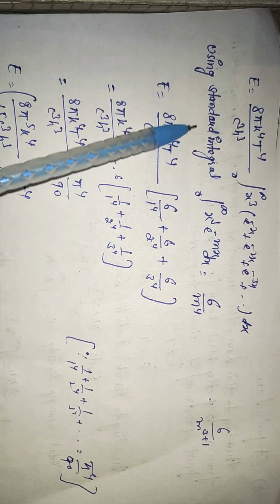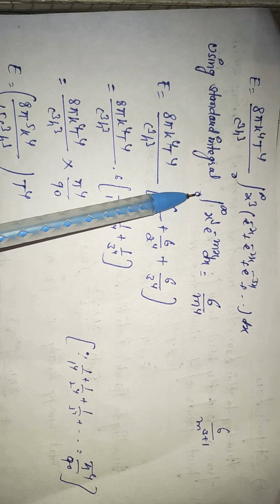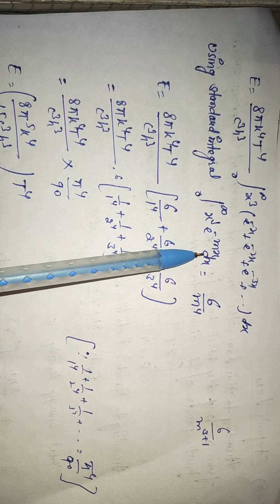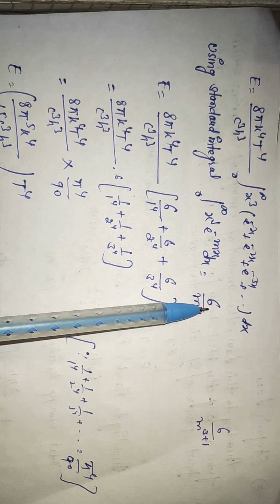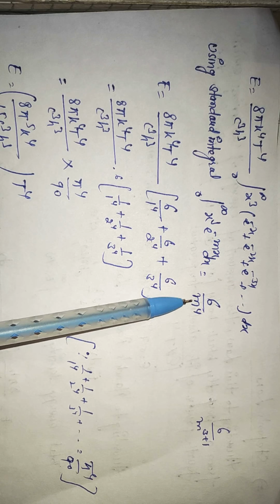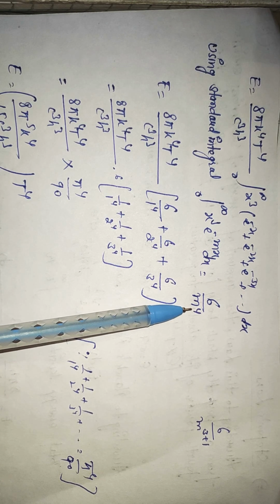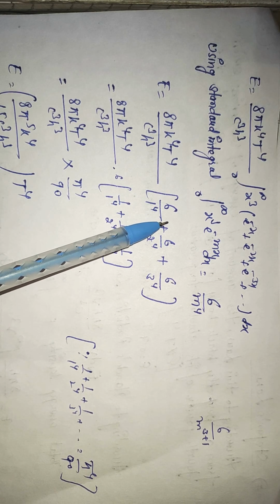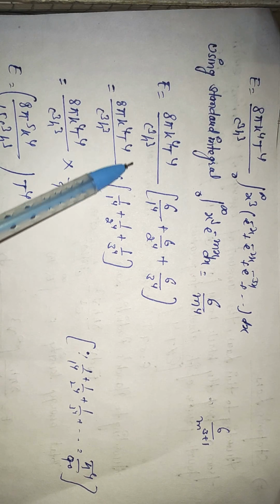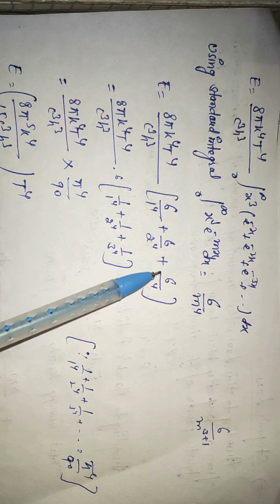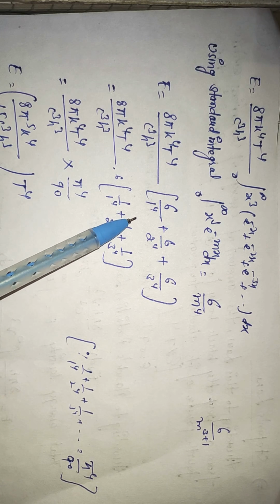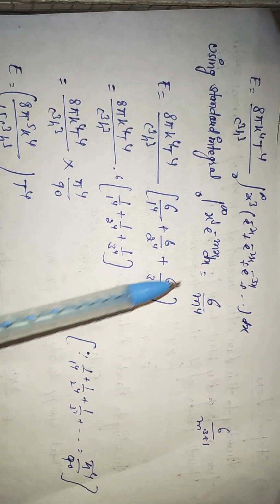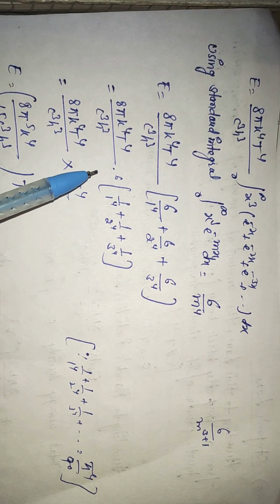Now using the standard integral, which states that the integral from 0 to infinity of x to the power 3 into e raised to the power minus mx dx equals 6 by m raised to the power 3 plus 1, that is 4. So we have E equals 8 pi k^4 T^4 divided by c cube h cube into 6 by m raised to the power 4. Here m is equal to 1, here m equals 2, here m equals 3. So we have this type of solution.